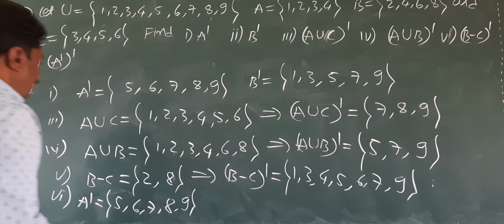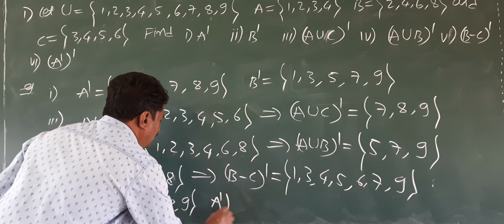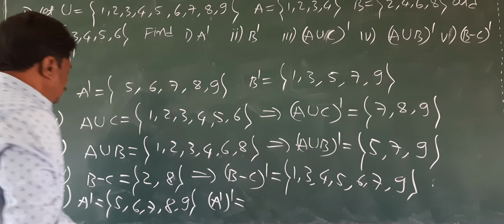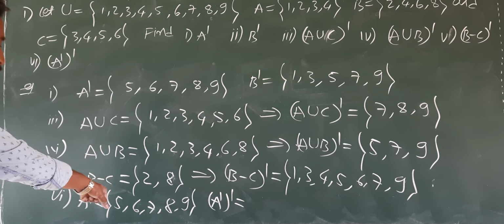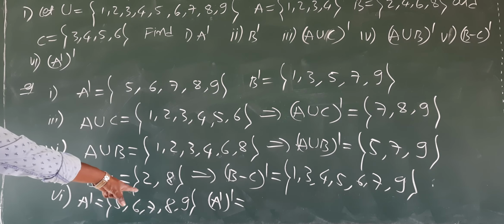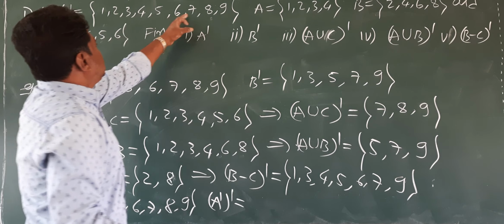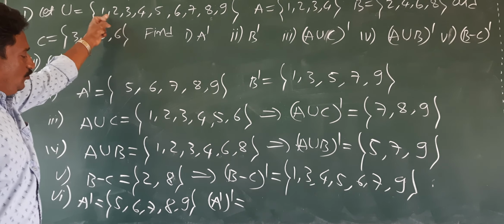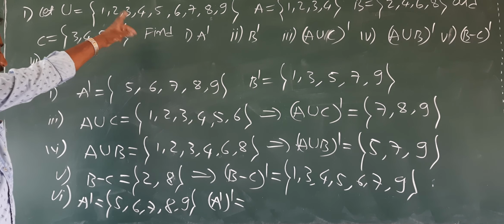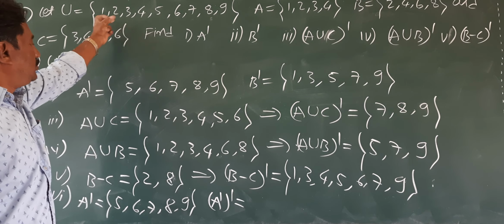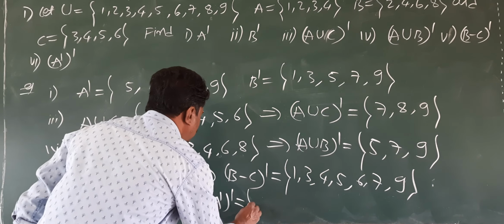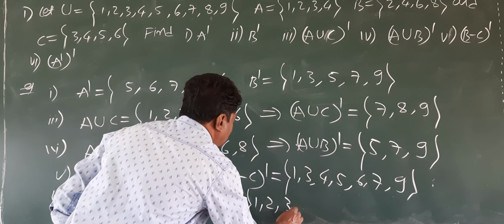So (A')'. Again you go for finding the complement of this. Except these, leave 5, 6, 7, 8, 9. What remains after leaving 5, 6, 7, 8, 9? 1, 2, 3, 4. So tell me the remaining elements: 1, 2, 3, 4.